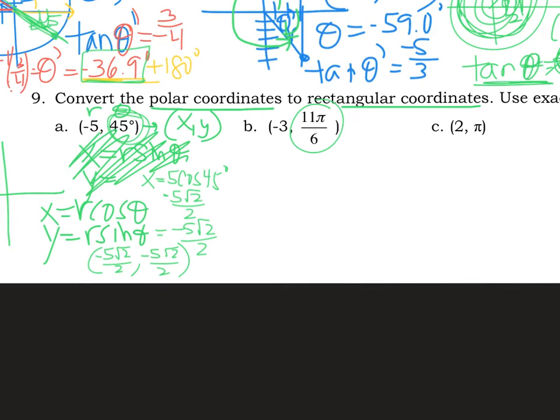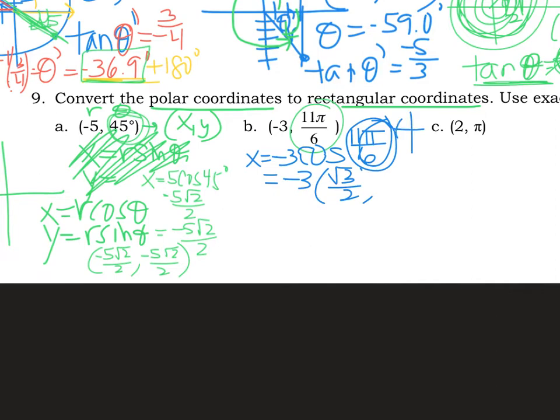Okay, here's the next one. X is negative 3 cosine 11 pi over 6. So let's figure what that is. We have negative 3, and then the cosine of 11 pi over 6 would be, we're going to use the reference angle pi over 6, so that's rad 3 over 2. 11 pi over 6 is in the fourth quadrant where cosine is positive. So we get negative 3 rad 3 over 2.